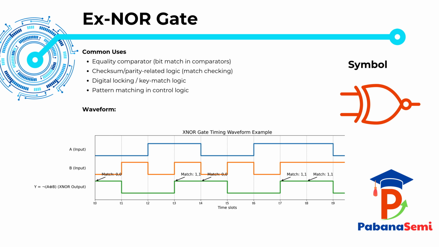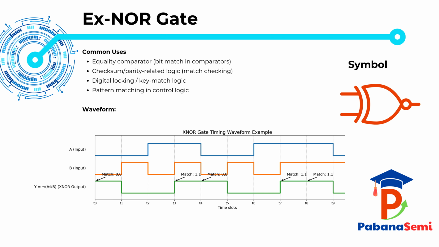The most important use of XNOR is as an equality comparator. Since XNOR outputs high when two inputs match, it is perfect for checking whether two bits are the same. In multi-bit comparators, we use XNOR gates on each bit pair and then combine the results to decide whether two binary numbers are equal. XNOR is also used in checksum and parity-related logic, especially for match checking, where we compare received data against expected patterns or reference values.